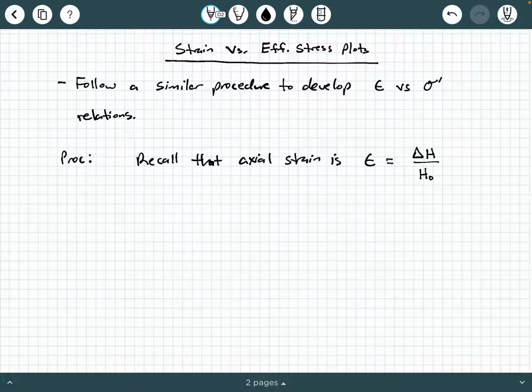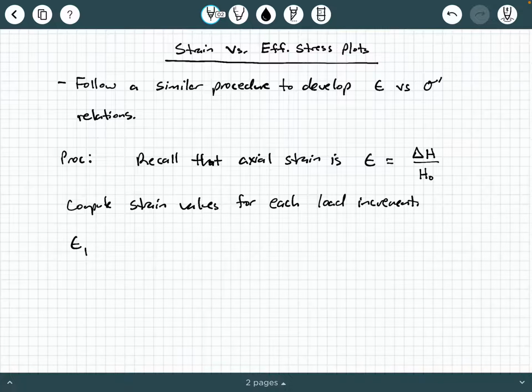So what we do is we compute strain values for each load increment, okay? We'll start with epsilon sub 1, and that's going to equal delta H1 over H naught, okay? So epsilon sub 1, of course, is going to be the strain for load increment number 1, all right? So we'll make a note here. This is for load increment sigma prime 1, all right?